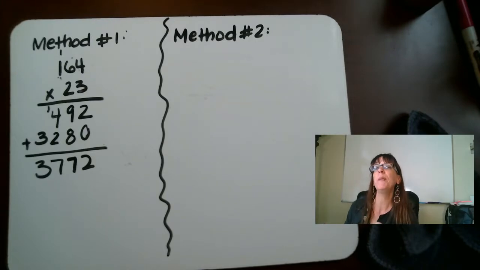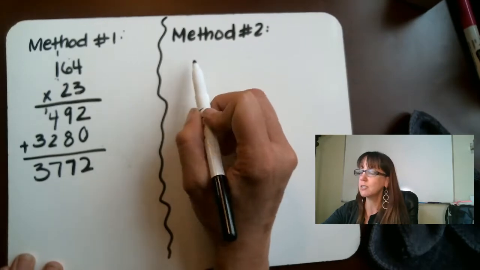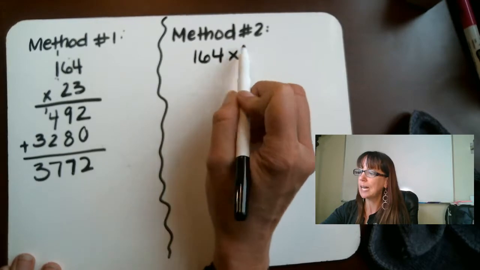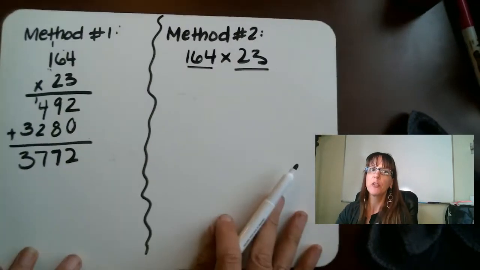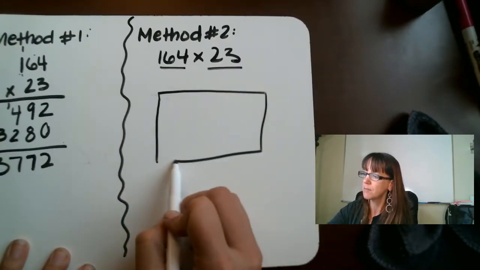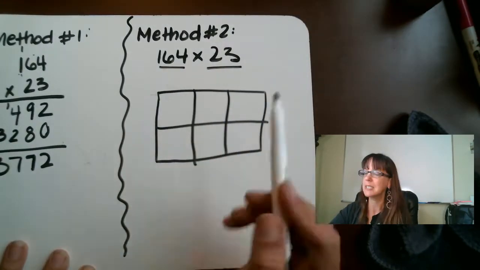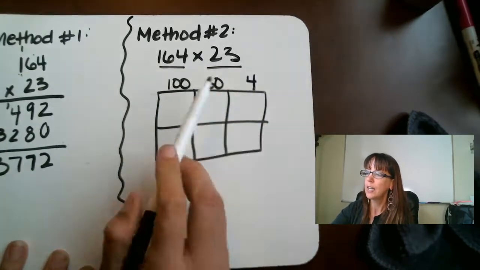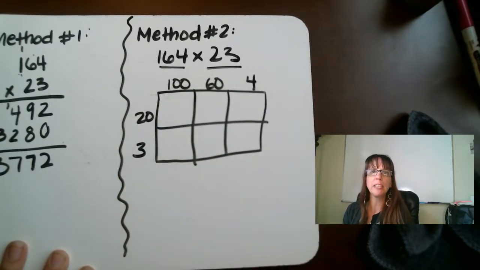This next method is called the box method. And I love this method, especially when we get into teaching some polynomials, that kind of thing. So it's 164 times 23. You will see that we have a 3-digit number and a 2-digit number. 3 by 2 means that we need to have a 3 by 2 box. So here is our 3 by 2 box. Now for that 3-digit one, we have 164. For the 2-digit one, we have 23. What we're going to do is multiply each one and put it in the box.